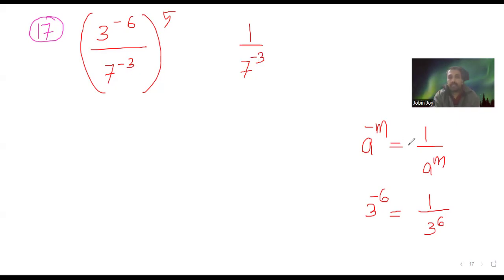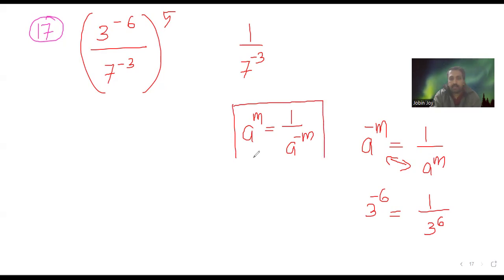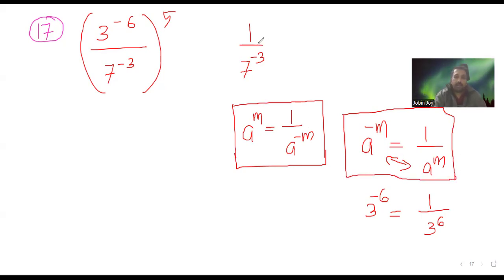Okay, so I will cross multiply this. What will happen? A raised to m is equal to 1 by a raised to minus m. Just a simple cross multiplication. So I am using these two laws. By applying this, 1 by a raised to minus m is equal to, what is that? 7 raised to 3. By applying this, I can write.